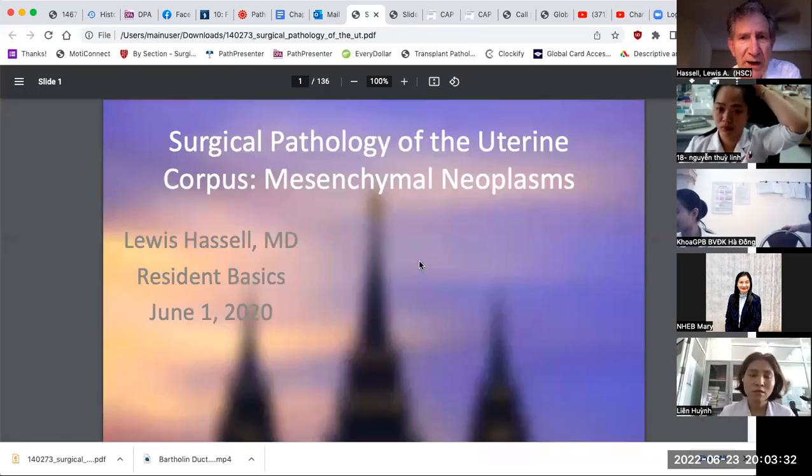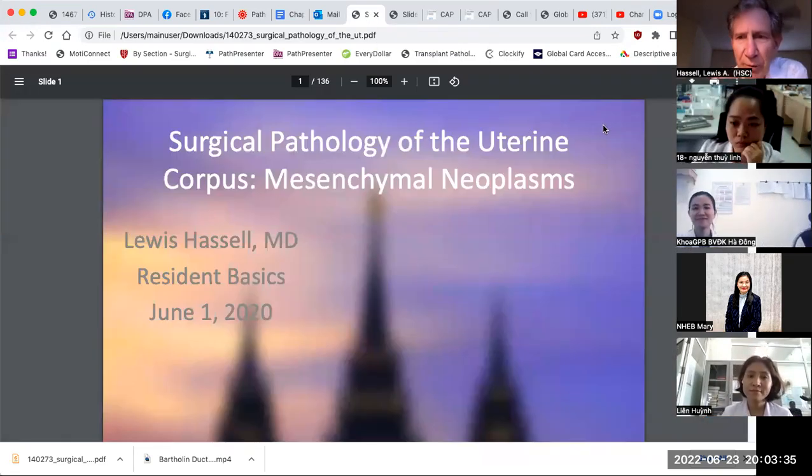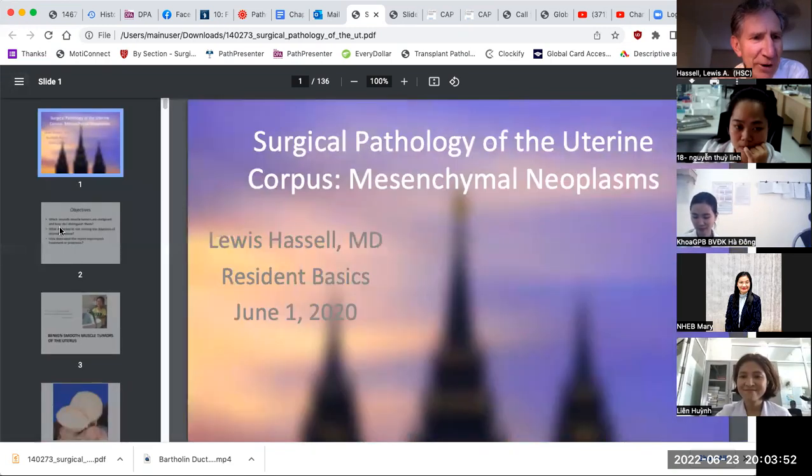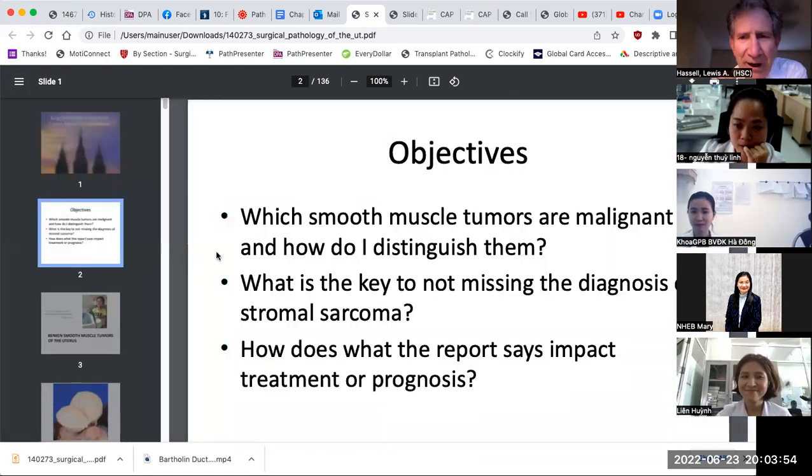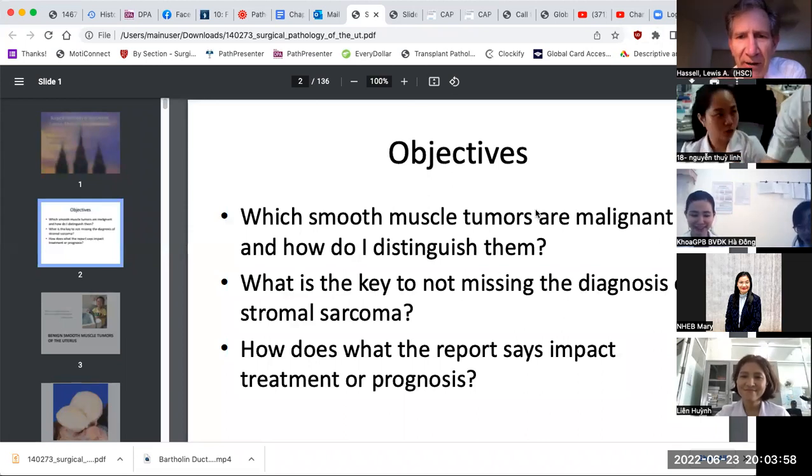Okay, so mesenchymal neoplasms of the uterine corpus is the topic for this evening. And I apologize, I had intended to have this on a PowerPoint, but I had some troubles with the computers, and the PowerPoint version was destroyed. So I haven't had time to go back and reconnect it.